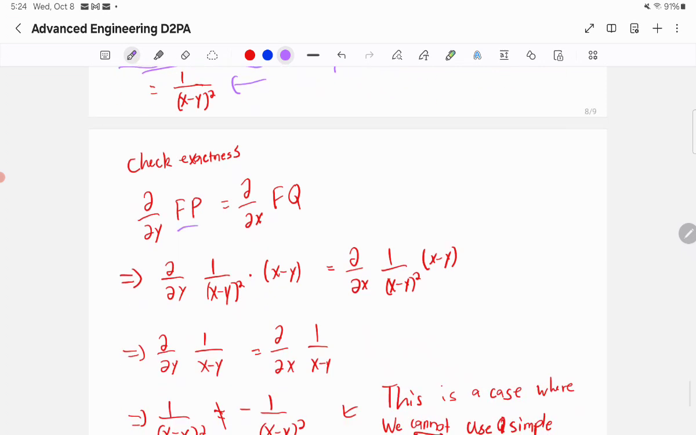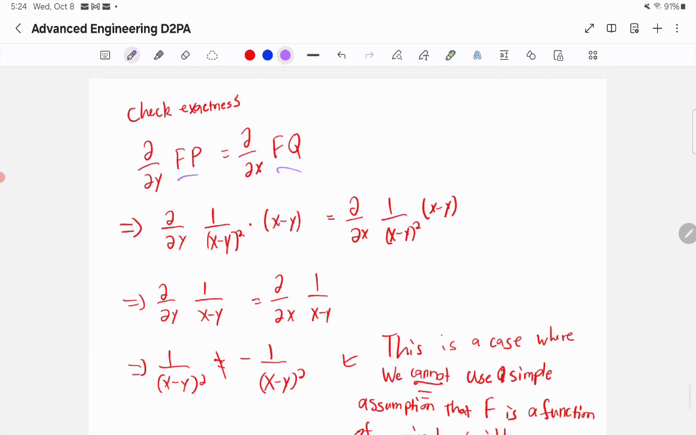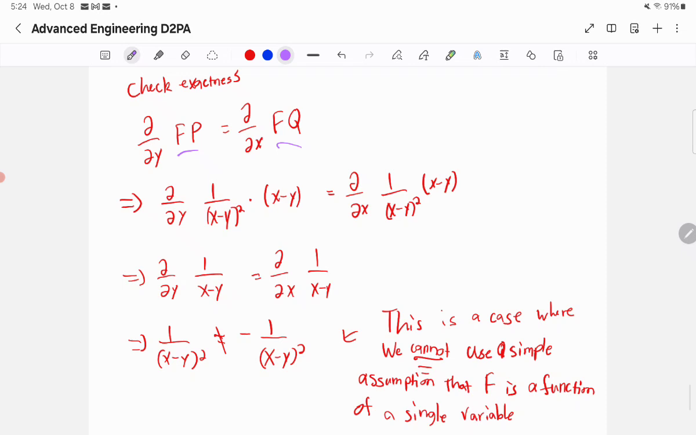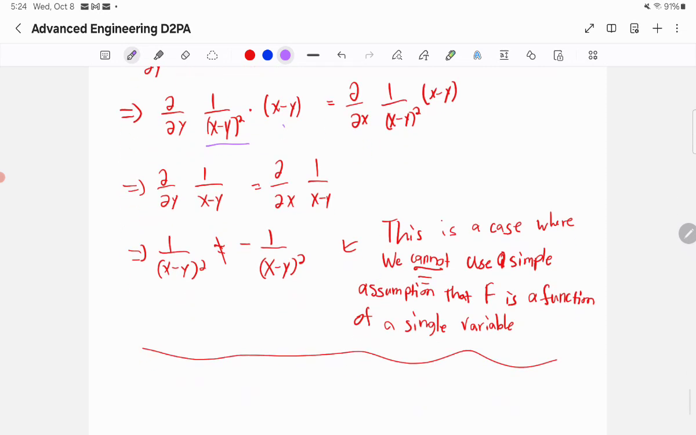But notice that if I check the exactness here, what you'll find is that it's not exact. So I multiplied by this is my f, 1 over x minus y squared times x minus y. And what you find is that the derivative here on the left-hand side is 1 over x minus y squared, but the derivative on the other side is minus 1 over x minus y squared. So they're not equal to each other, so it's still not exact.